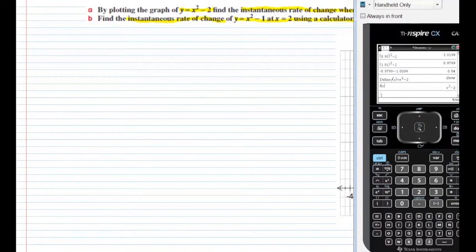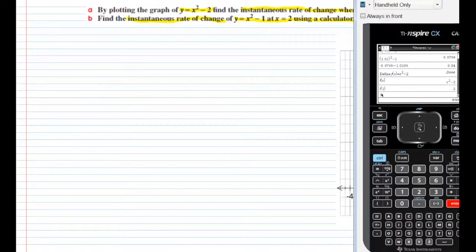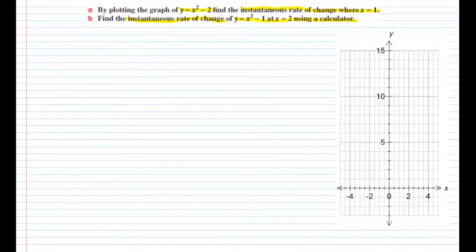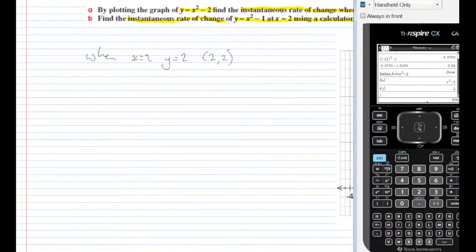Okay, so first of all we're going to find the y coordinate when x is equal to 2. So to do that, we just type in f of 2 and it will come up with our y coordinate being 2. Okay, so when x equals 2, y is also equal to 2. That is the coordinate 2, 2. Okay, so we're now going to continue on with the calculator.